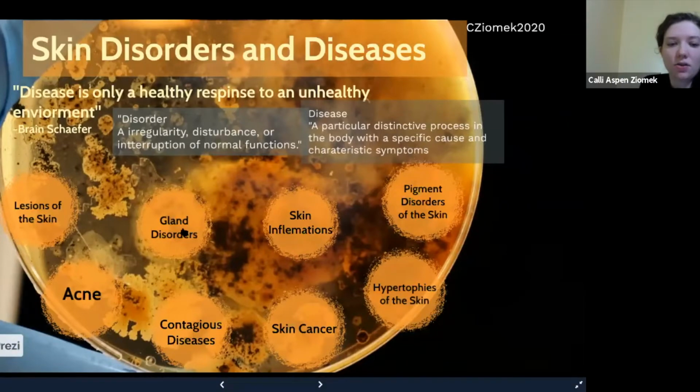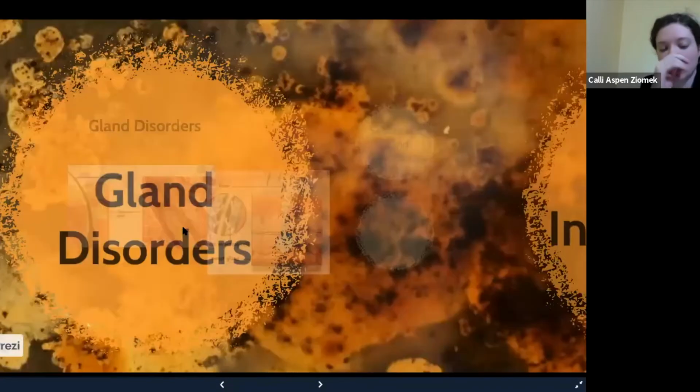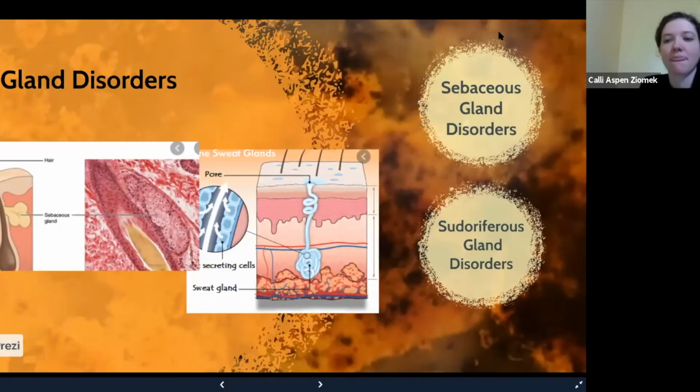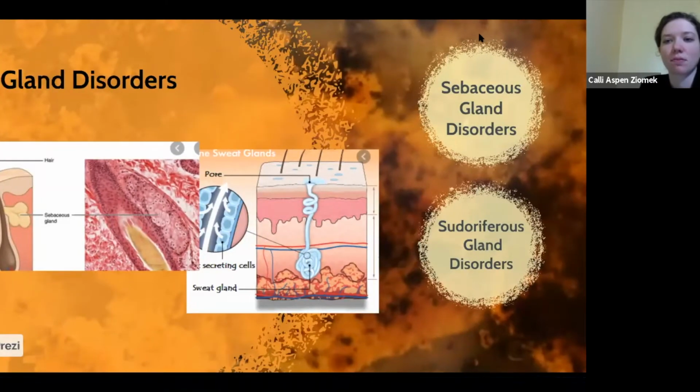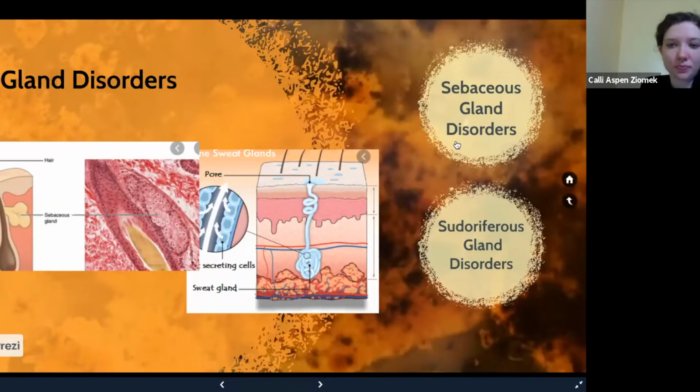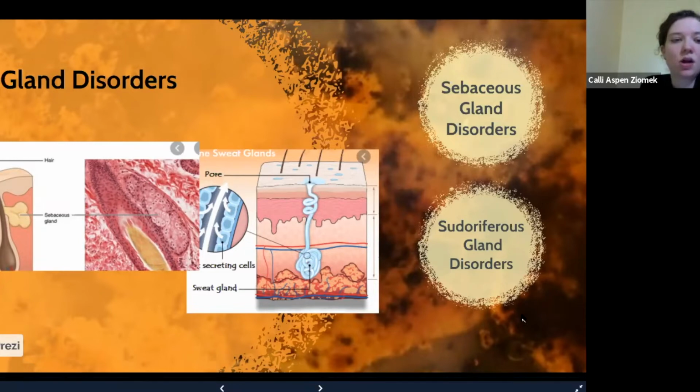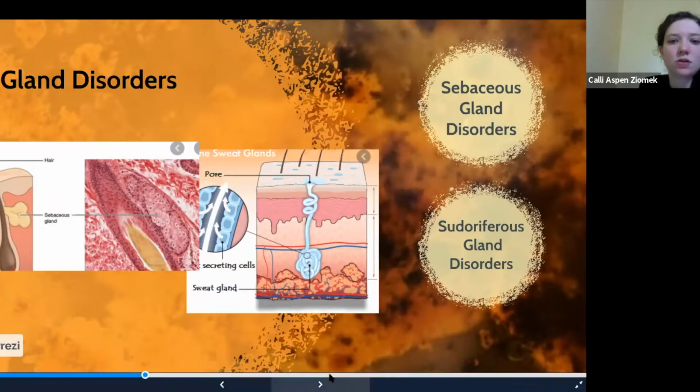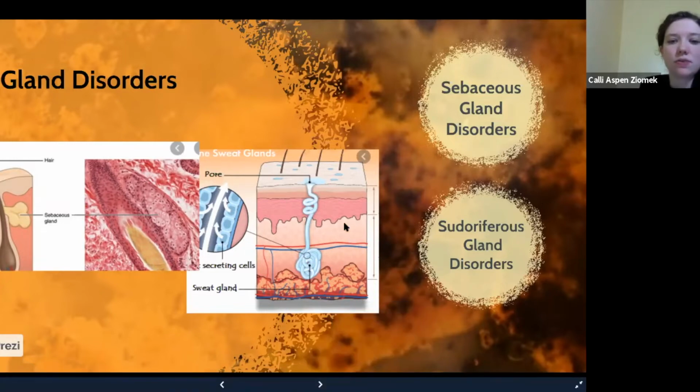Then we have the gland disorders. You have two glands. You have your sebaceous gland, which is where your sebum comes out of, and then you have your sudoriferous gland, which is where your sweat comes out of. So these are the disorders of those two specific glands.